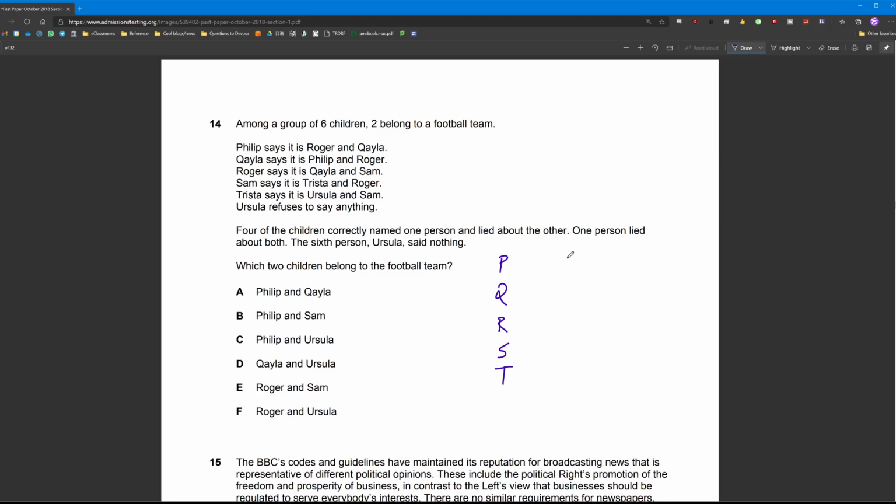So Philip says it is Roger and Kayla. Kayla says it is Philip and Roger. Roger says it is Kayla and Sam. Sam says it is Trista and Roger, and Trista says it is Ursula and Sam, and Ursula refuses to say anything. So we know for a start that one person lied about both.